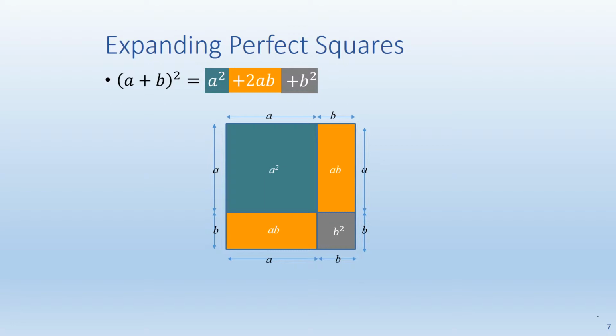And so we can see geometrically there that a plus b all squared will give us an a squared, the first term squared, plus 2ab in the middle. That's 2 times the first term times the second term, plus the b squared, which is the last term squared.